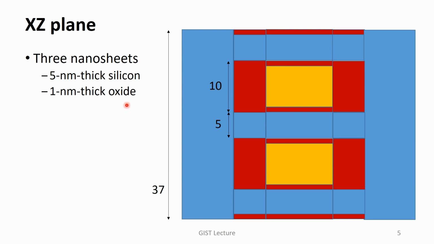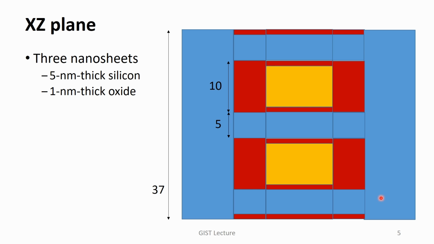This is a cut plane normal to the y-axis. Here we have a source and drain, and here we have contacts. This is the top nanosheet. Also, it is the middle one. It is the bottom nanosheet. Each nanosheet is 5 nanometers thick.